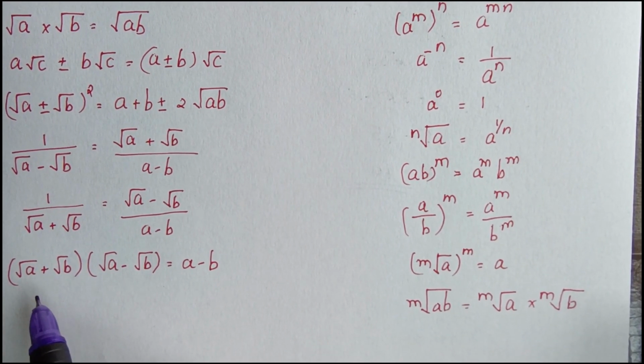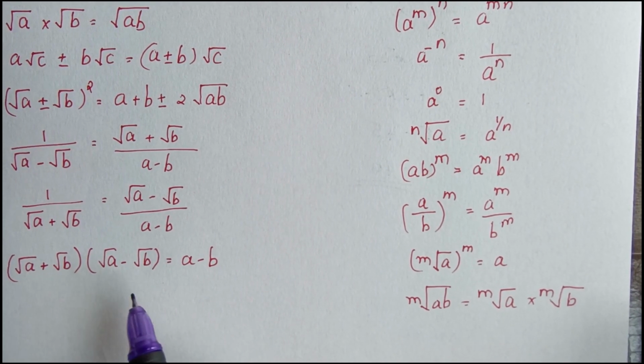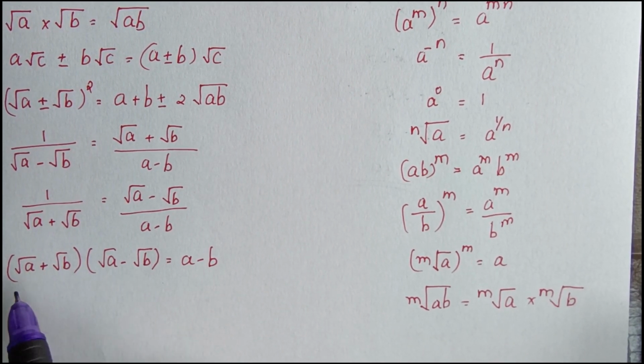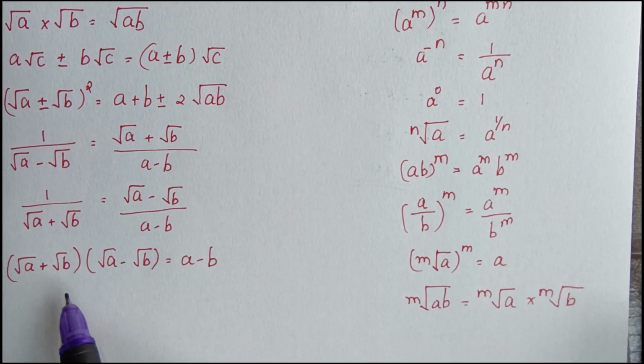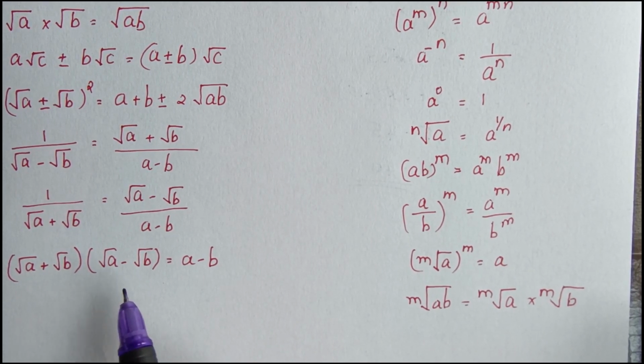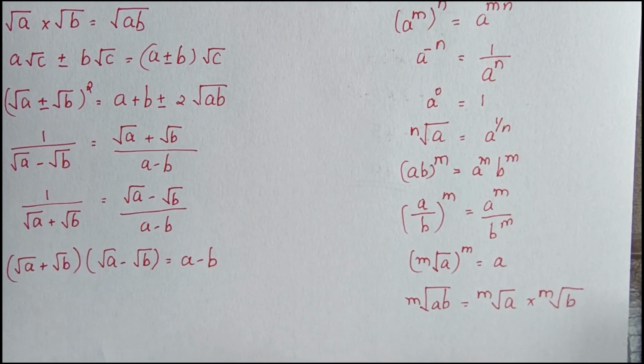Now this is an identity related to a plus b into a minus b. Similarly, we can write root of a plus root of b into root of a minus root of b is equal to a minus b.